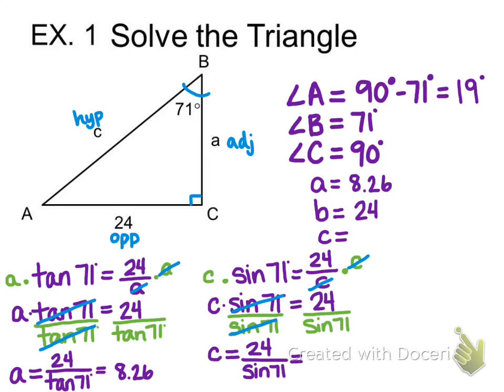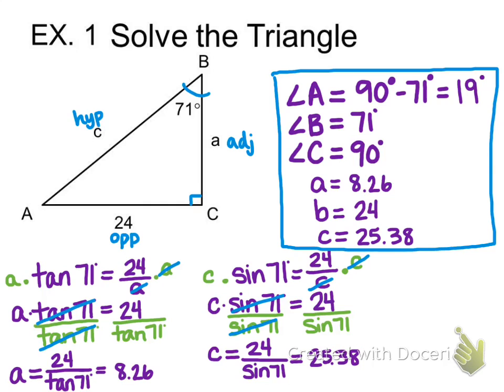When I type in 24 divided by sine 71 in my calculator, I get 25.38. We're just going to round to about 2 decimal places. You should be pretty close. If maybe you rounded something differently in the problem, you're not going to get too far off from the answer. So in the end, I want 3 angles and 3 sides with the information that's given and whatever I had to solve for.